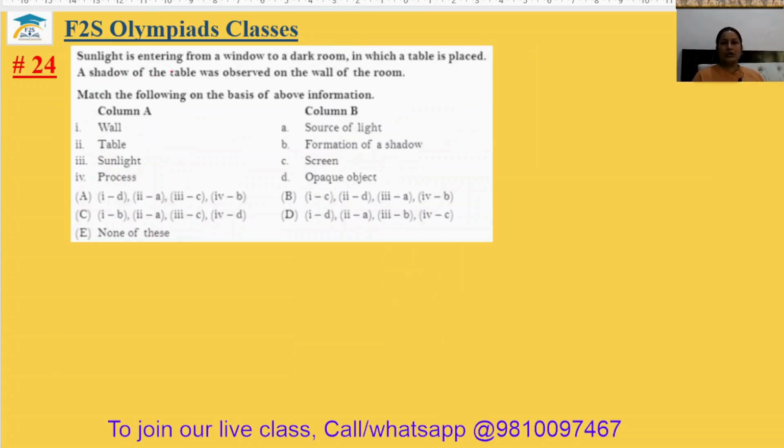Question number 24. Sunlight is entering from a window into a dark room in which a table is placed. A shadow of the table was observed on the wall of the room. Match the following on the basis of the above information. The wall will be the screen because the shadow is formed on the wall. The table is your opaque object. Sunlight is the source of light, and the process is the formation of the shadow. The 24th answer will be option B. 24 is option B.